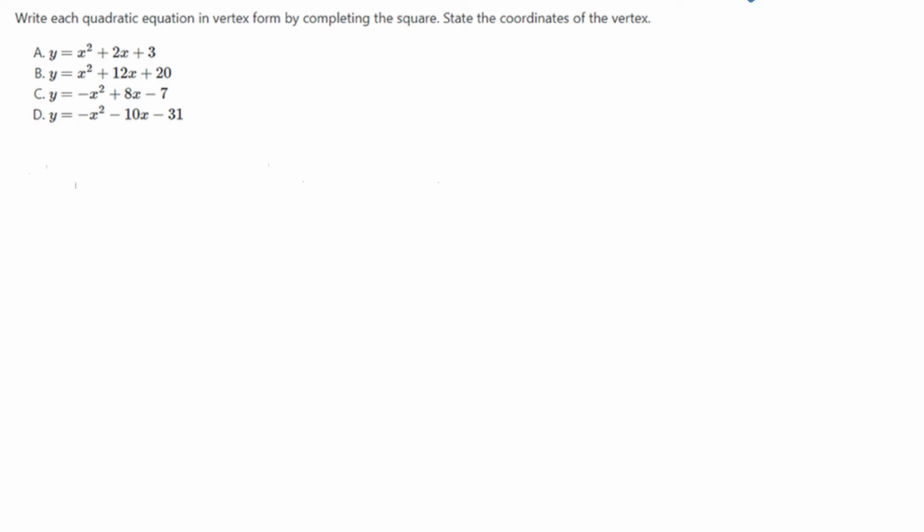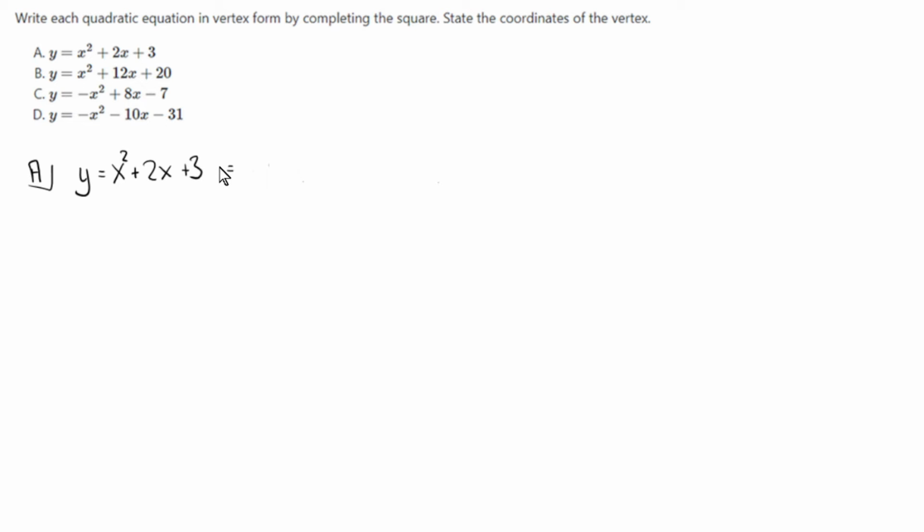Write each quadratic equation in vertex form by completing the square. State the coordinates of the vertex. So our first quadratic equation is y equals x squared plus 2x plus 3.